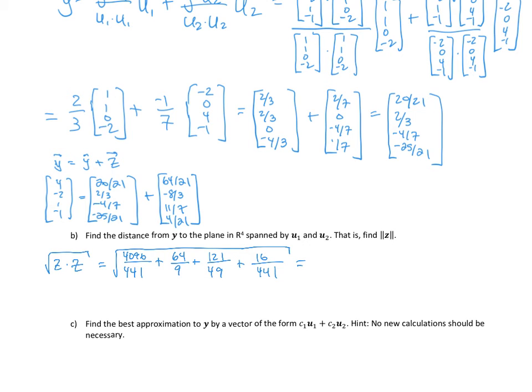All right, and I am going to cheat and use my calculator here. 4096 over 441 plus 64 over 9 plus 121 over 49 plus 16 over 441. It gives me about 18.9, and I'm going to have my calculator change it to a fraction. Okay, so I get the square root of 397 over 21, which is not a perfect square. But when I take the square root, I get approximately 4.35. So you can do either one of these.